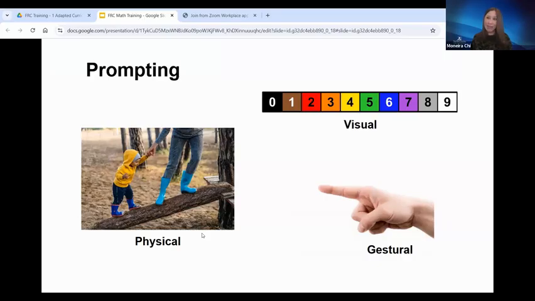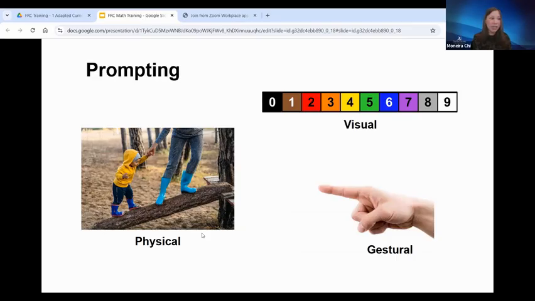And then gestural prompts are ones I think that we use all the time and don't even realize. Here, the adult is going to make some sort of gesture to prompt a response. Sometimes we do this when we're having kids line up or push their chair in, and we might say, come line up, and point to where we want them to stand. An example with math might be tapping a ruler when you're having a child measure something so that they know the tool that they need to use to find the answer. So gestural prompts are really common as well.